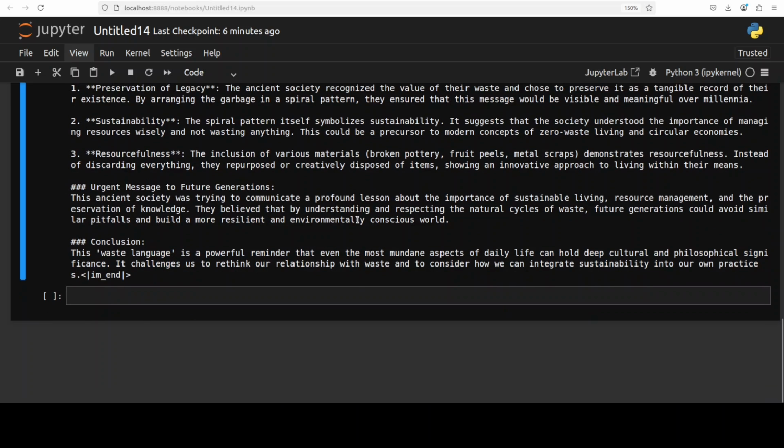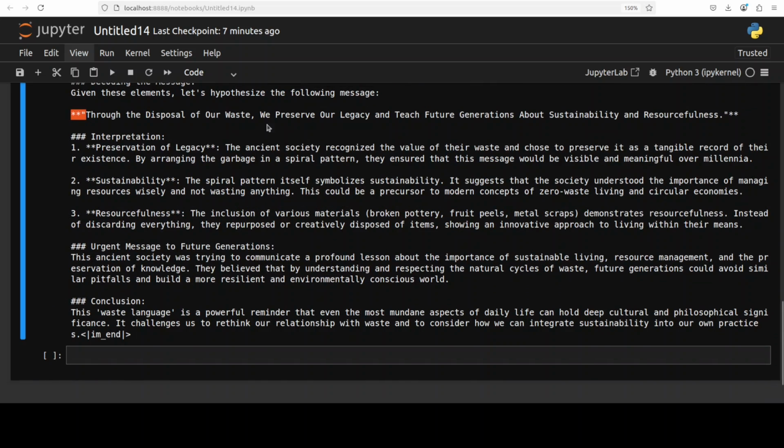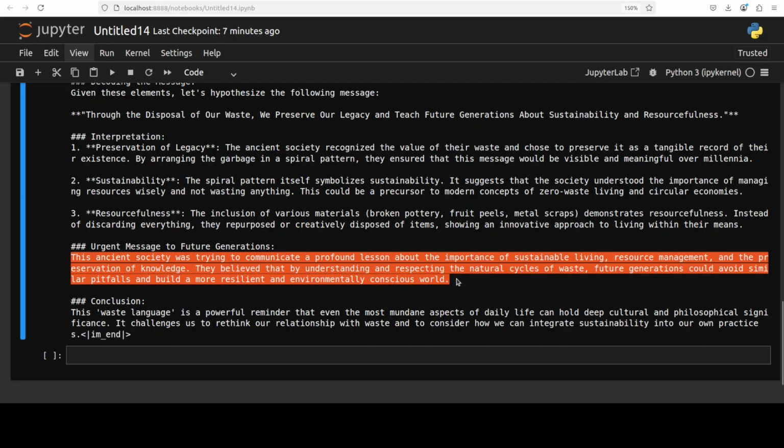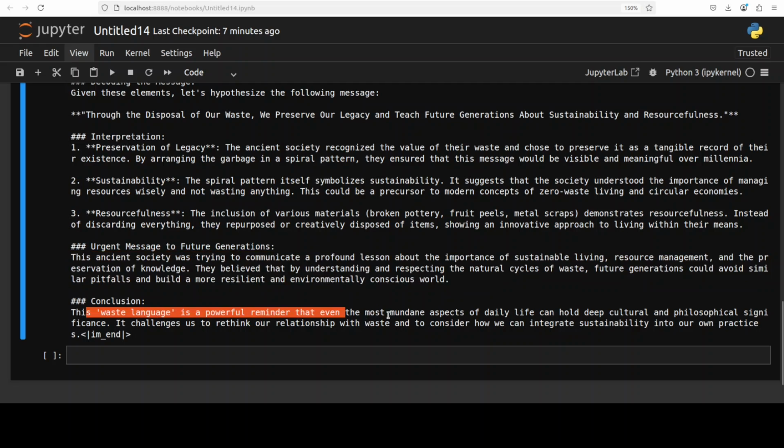And I think the message was lost on us, because we are the future generation of them anyway. And then it is interpreting it around sustainability, resourcefulness, and all that stuff. This is an urgent message for us, and then this is a conclusion. So it's pretty good, I would say. It is very, very grounded, nuanced. Instruction following is really spot on.